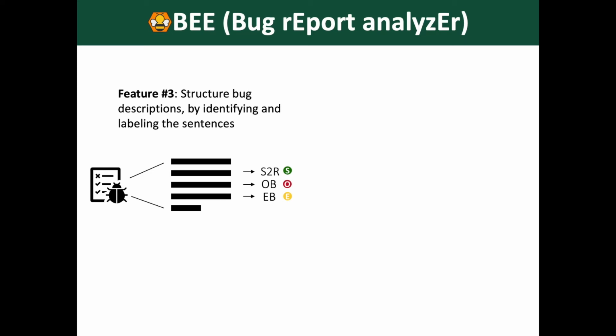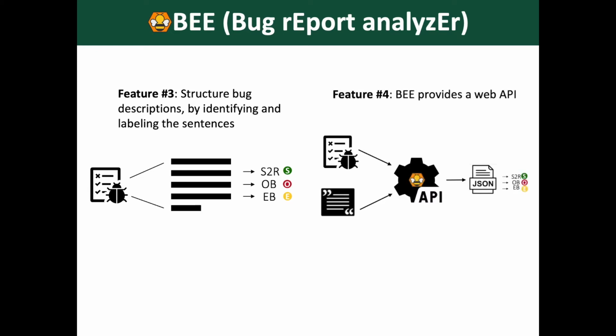Another feature is that B can structure bug descriptions by identifying and labeling sentences. It's intended to help developers understand the bug reports better. B also offers a public web API for automated sentence identification. Users can send any piece of text to this API. B parses the text into sentences and returns the sentences with labels to the user. This API can be useful in bug reproduction, bug localization, and bug report quality assessment. Researchers can also use it to create new tools.